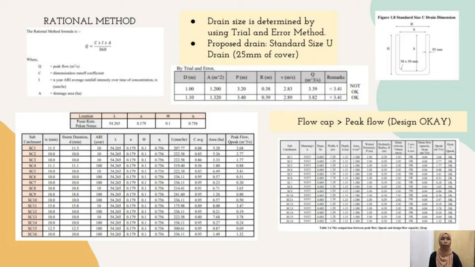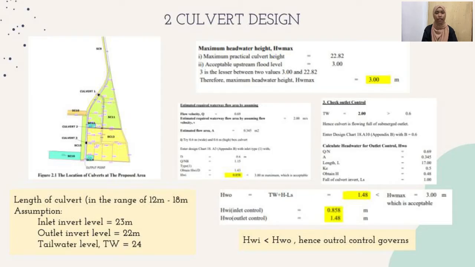The table shows the comparison between peak flow, Q peak, and the design flow capacity, Q cap. So the design flow capacity, Q cap, was calculated by using Manning's equation. So the peak flow and flow capacity were compared. If the design flow capacity is bigger than the peak flow, it can be concluded that the design section can be used. So as the result, the Q capacity is more than Q peak, so all designs from each sub-catchment are okay. Let's move to part 2, which is culvert design.